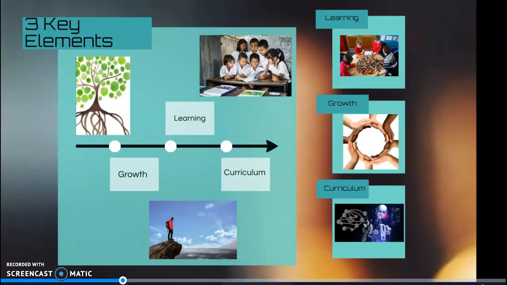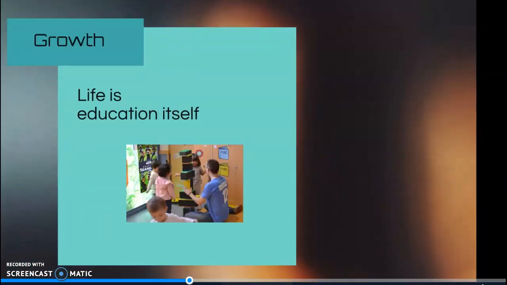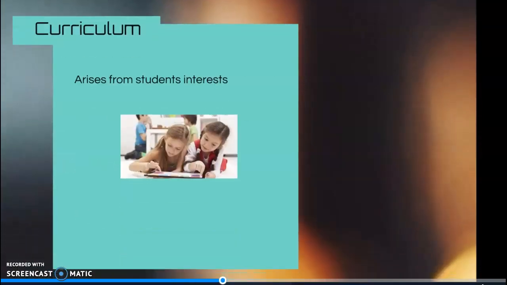There are three key elements in social activism theory. Those three key elements are learning, growth, and curriculum. Let's take a look at these three key elements. Learning requires social interaction in education. Learning also includes growth because life is education itself. And the curriculum arises from students' interests.